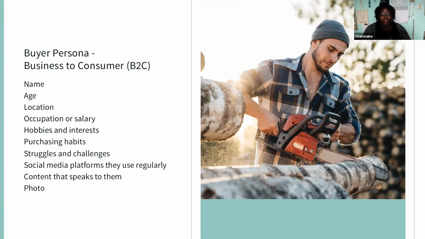Think about what social media platforms they use regularly. If your ideal customers are mostly on Instagram and Pinterest, then you might not want to use Facebook as often because you don't think they're hanging out there. Or you might not want to use Twitter as often because they're not spending time there. Really think about where they are hanging out online.